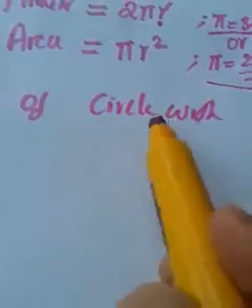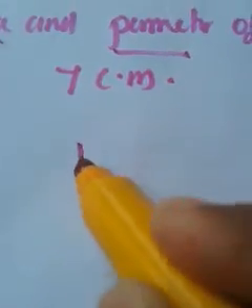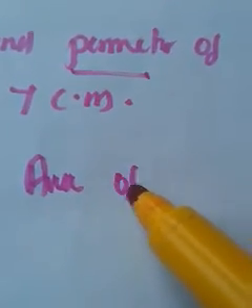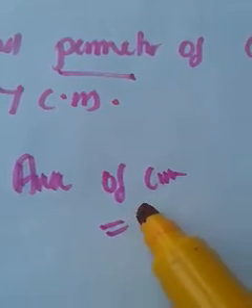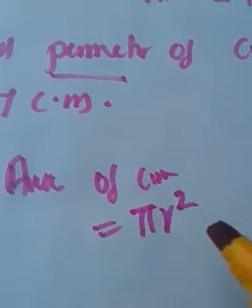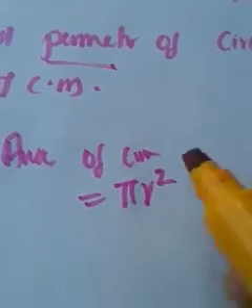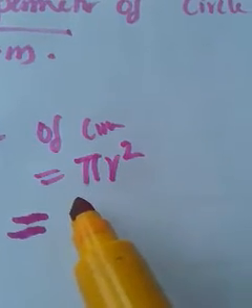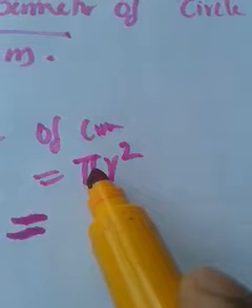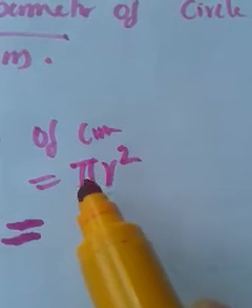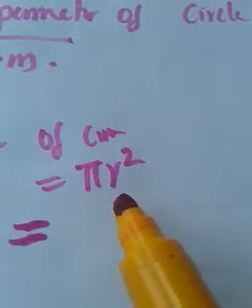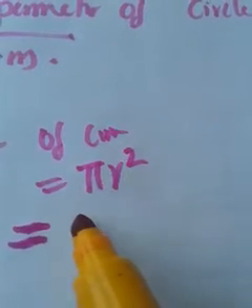We are supposed to calculate both the area and perimeter of a circle. So in order to calculate the area of a circle, you can write area of circle. That is the first part. The area of a circle formula is pi r square. Then which value of pi can you substitute? You can substitute 3.14 or 22 by 7. But here I am going to substitute pi as 22 by 7. If you want, you can substitute 3.14, no problem.